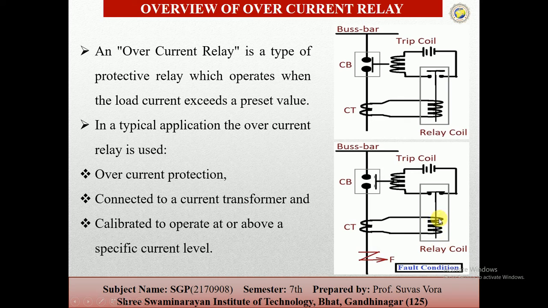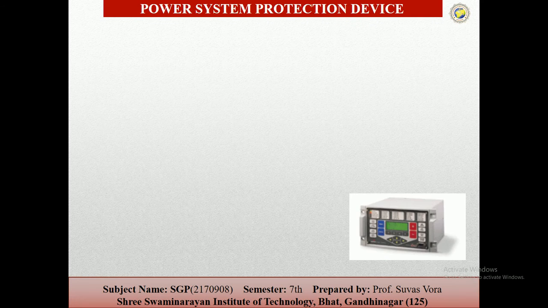So this coil, means the relay coil, is energized and this contact plunger will be closed, and this battery is connected with the coil. This tripping coil is energized and opens the circuit breaker. So these are the basic overcurrent relay protection systems.